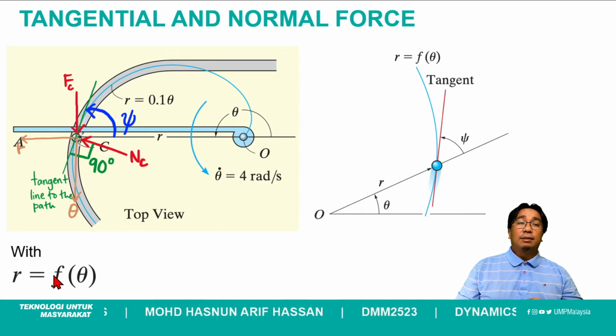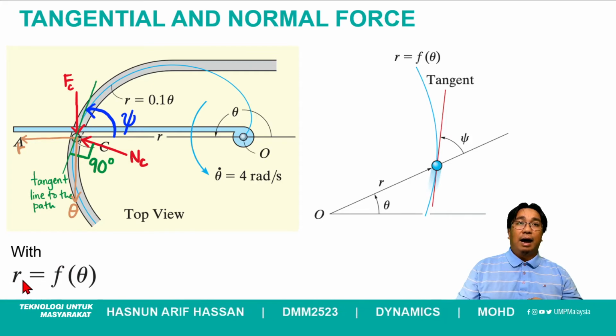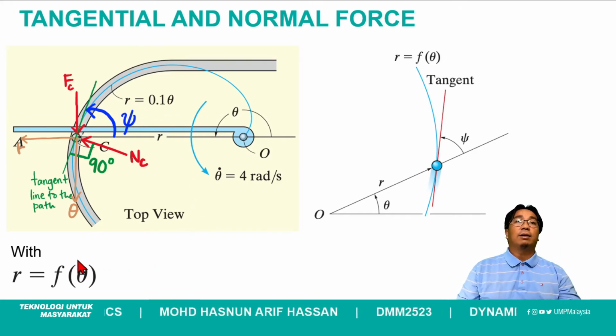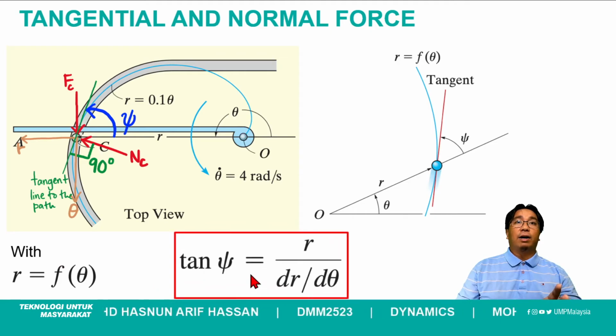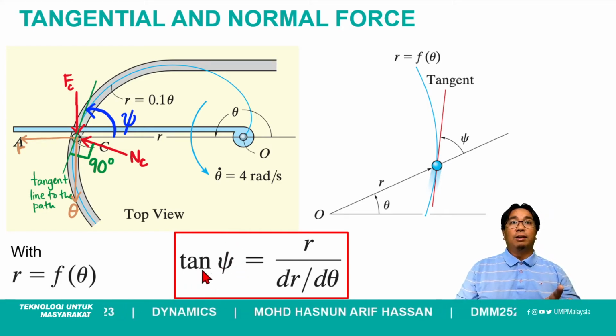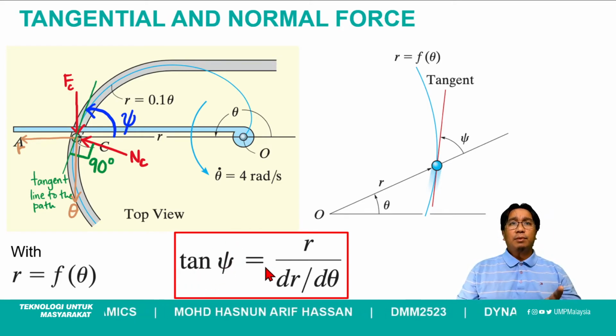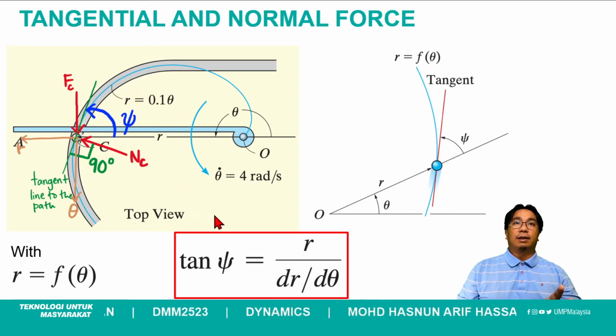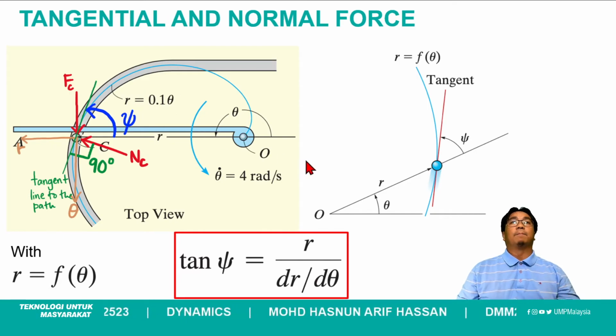With the R is known, the function of R is known. R ni dia punya path, nampak? R is given as 0.1 theta. That is a function of R. With a known function of R, we can calculate the angle psi ni using this formula. Tangent psi is equal to R ni, this thing, divided by dr over d theta. Okay, differentiate of this thing.